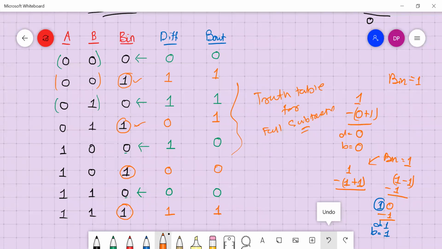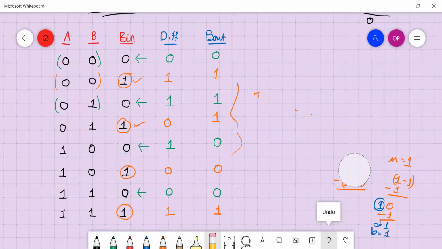So we will take this into account for difference. Consider the min terms, and for borrow out, consider the min terms. So let's make it here on the right side.